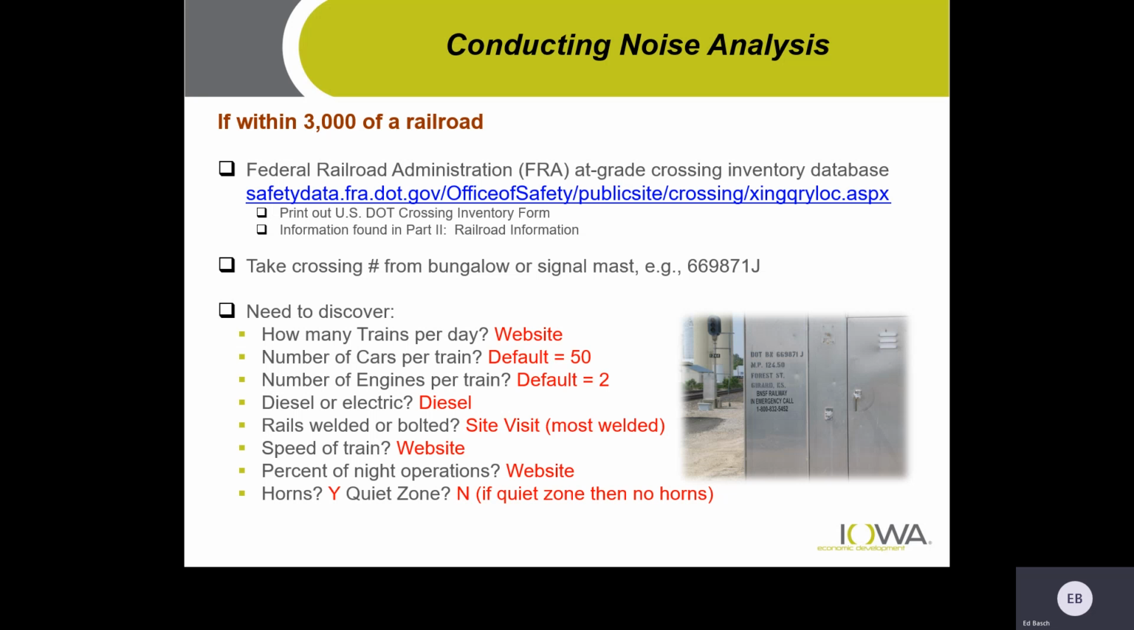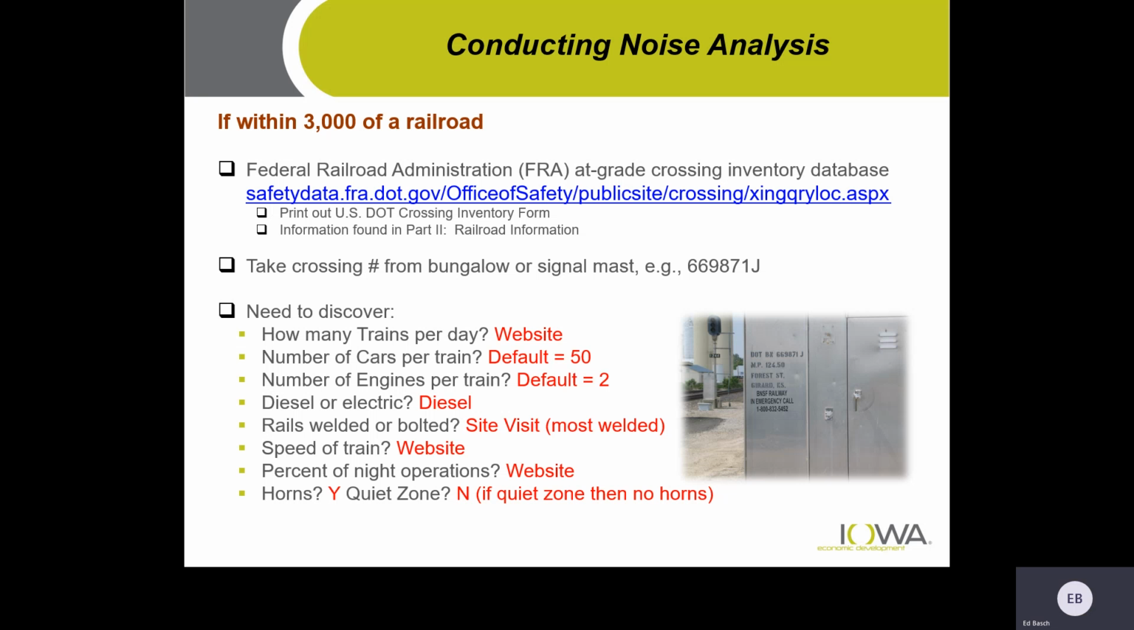Turning to railroads, if within 3,000 feet of a railroad, which many places in Iowa obviously are, you need the crossing number to plug into the website link shown there. Find out how many trains per day and the number of cars per train. On average, if you can't find it, use 50. Number of engines, again, there's a default of 2, diesel or electric, rails welded or bolted, speed of train, and percent of night operations.